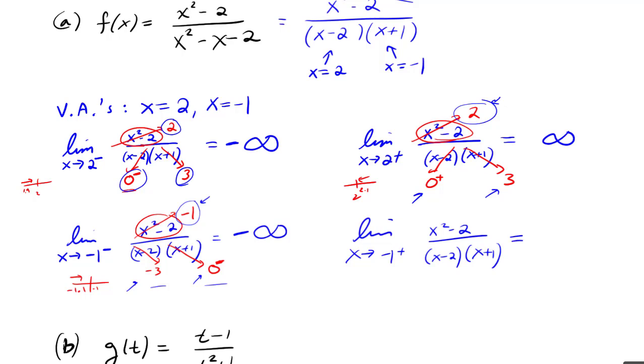Okay, x squared minus 2 still goes off to -1. X minus 2 still goes off to -3. X plus 1 goes off to 0, but now again, there's -1. I'm approaching from the right. This would be like -0.9. Okay, -0.9 plus 1 is going to leave me a little positive, so this time it's positive.